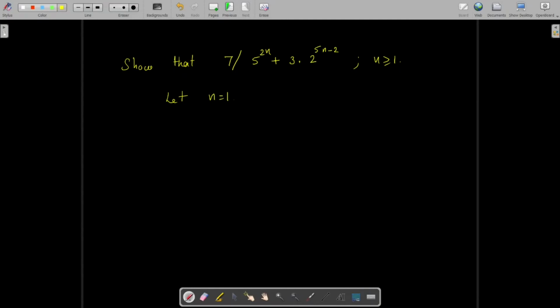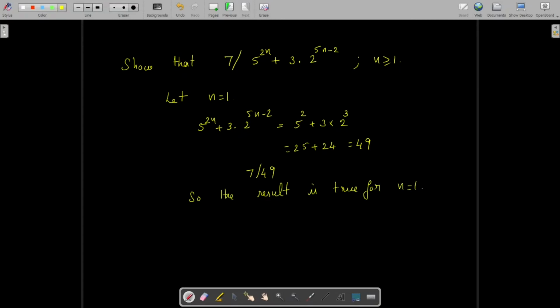So let n equal to 1. Then 5 raised to 2n plus 3 into 2 raised to 5n minus 2 equals 5 raised to 2 into 1, that is 5 square, plus 3 into 2 raised to 5 minus 2, that is 3. That is 25 plus 24, which is equal to 49. And clearly 7 divides 49. So the result is true for n equal to 1.